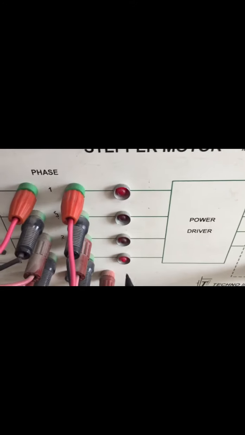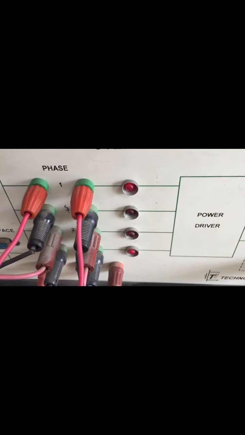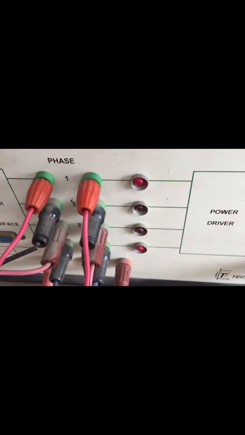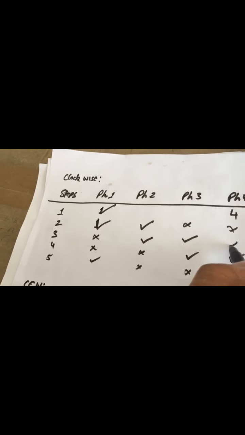Now phase 1 and 4 again becomes on when we pushed the 5th time. So what we can observe from here is that at a time 2 phases are on. At every push there are only 2 phases on, the remaining 2 are not energized. On means energized. This is counterclockwise.